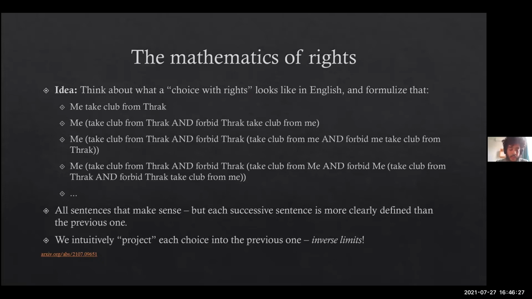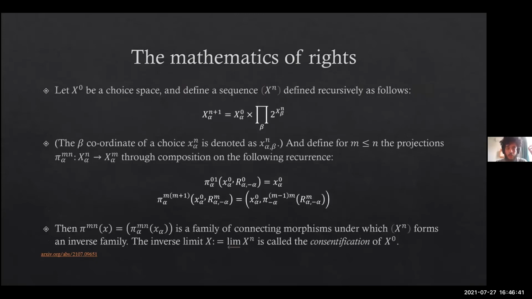So what we have intuitively is a way to project each choice into the previous one. That is how we have an intuitive understanding of each choice. This is very analogous to the mathematical concept of inverse limits. So here's how I chose to define the concept of rights.